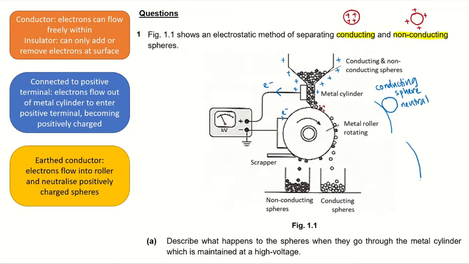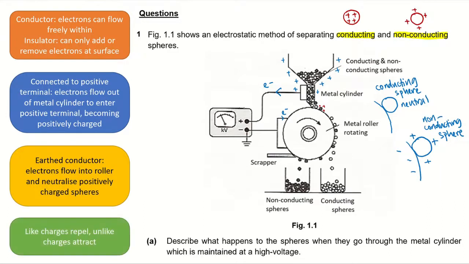If we look at just one single non-conducting sphere, it is charged positively at the surface. When it is in contact with the metal roller, the electrons from the metal roller will flow in, but it will only be able to neutralize the side that is in contact with the metal roller. This is because electrons are not able to flow freely within an insulator. Since the surface that is not in contact with the metal roller remains positively charged, electrons will be attracted to it because unlike charges attract, and the non-conducting sphere will remain attracted to the metal roller.